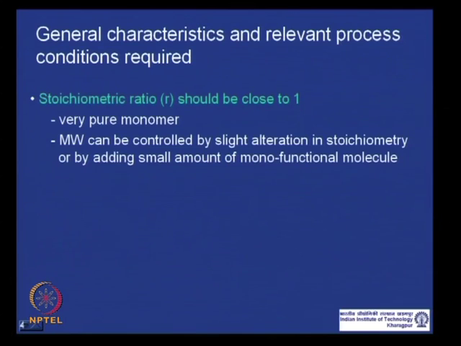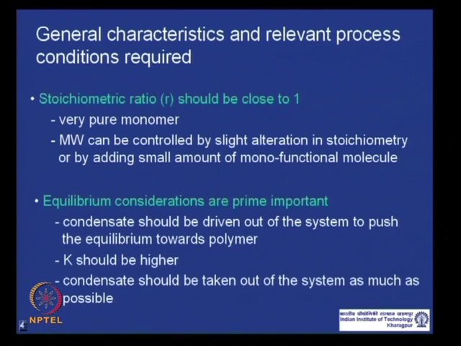That means the monomer has to be very pure, and if required, you can change the ratio r slightly and put one of them in excess, so that the molecular weight is controlled if you have a molecular weight target. That can also be done by adding a small amount of a monofunctional molecule.